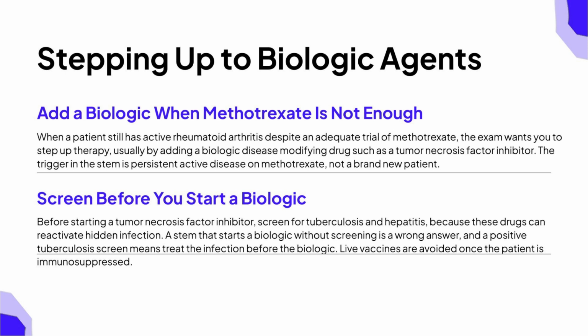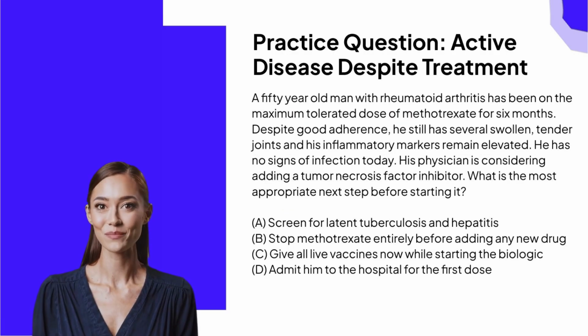Second, and this is the high-yield safety point, screen before you start a biologic. Before starting a tumor necrosis factor inhibitor, you screen for tuberculosis and hepatitis, because these drugs can reactivate a hidden infection. A stem that starts a biologic without screening is a wrong answer. If the tuberculosis screen is positive, you treat that infection before the biologic, and once a patient is immunosuppressed, live vaccines are avoided. Here is our third practice question.